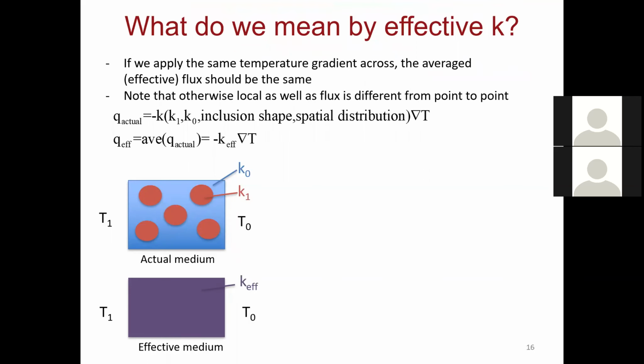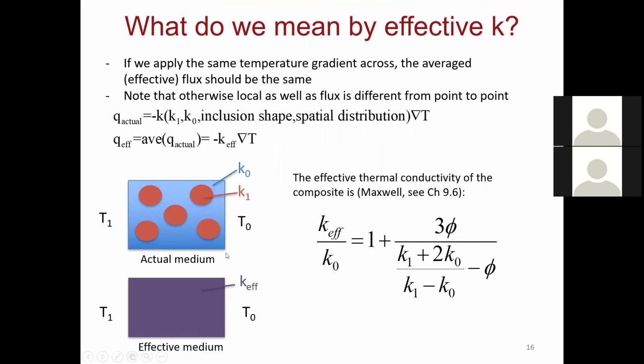So basically for this composite, actually there is a formula in this particular case. It's called Maxwell's formula. This phi, I believe, is the volume fraction of K1. And then this formula will give you what the effective thermal conductivity divided by K0 is in this particular case. This is something that resembles porous media that we deal with, specifically granular materials.